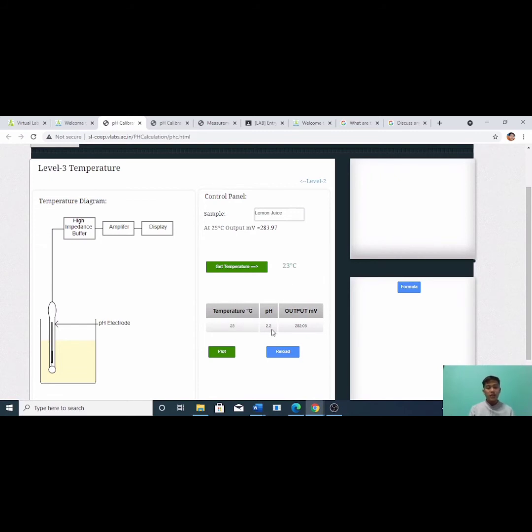What would be our output MV? We would get 82.06, given that your sample has a pH value of 2.2. Now, if we change the temperature to 34, what would be the output value? It would be 292.54. How about if we change it again to 38 degrees Celsius? We would get 296.35 output MV. So that's it. So let's see it in the plot.